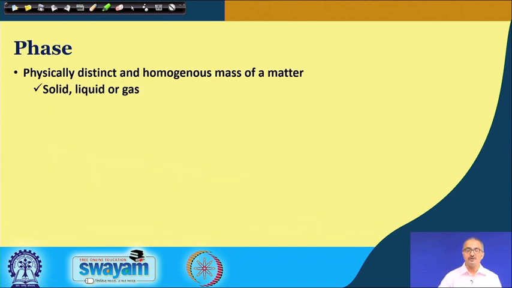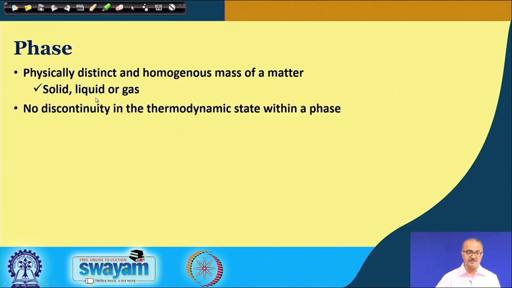Now, coming to the definition of phase. Phase we keep hearing in our day to day life, and we keep observing also many phases, like we see solid phase, liquid phase, gaseous phase. So, let us first define what is a phase. Phase is a physically distinct and homogeneous mass of matter. For example, we have water in liquid phase, ice in the solid phase, and water vapor in the vapor state. Okay. So, we have solid, liquid, or gaseous phases.